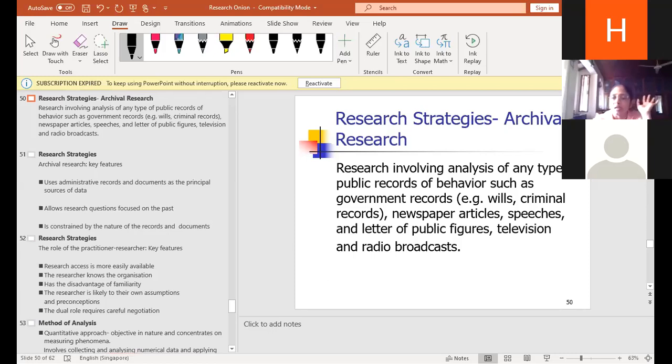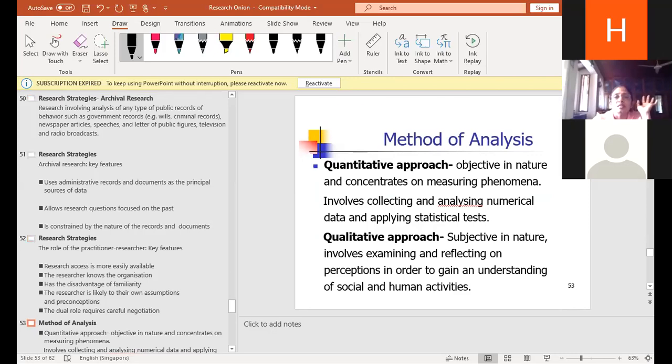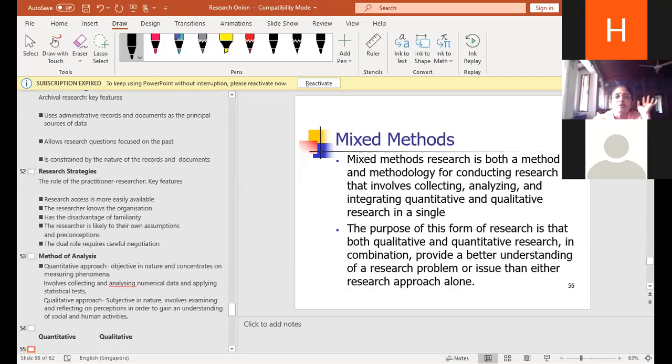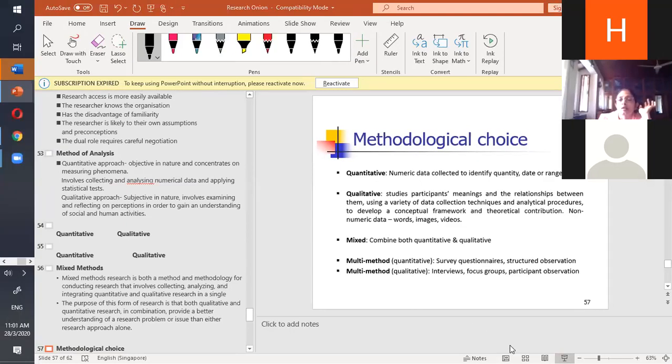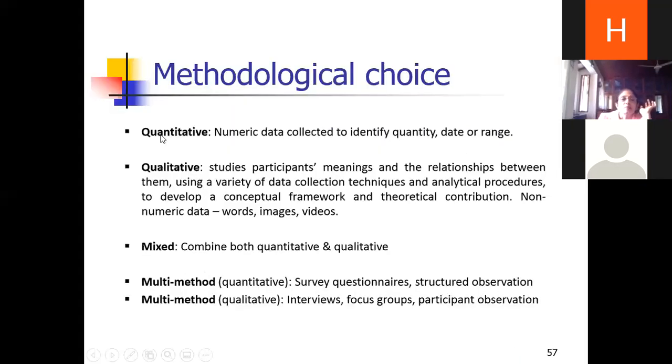When you say multi method, you find that you're using either quantitative or qualitative. Here you can see multi method. You have either quantitative or qualitative. If you say mono method, it's one. Say for example, you're using a survey, that means mono method quantitative. If you are using only interviews, it's mono method qualitative. But if you say mixed, you are having both quantitative and qualitative.